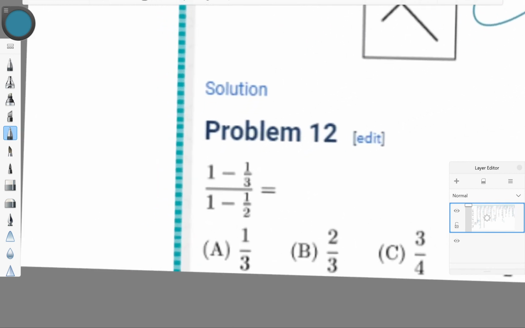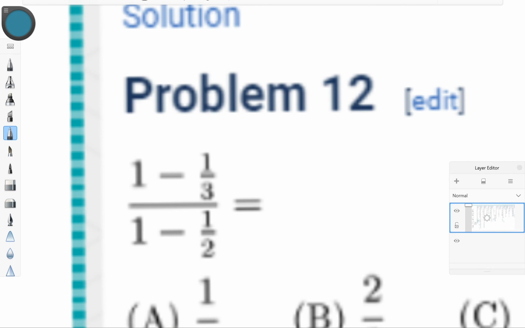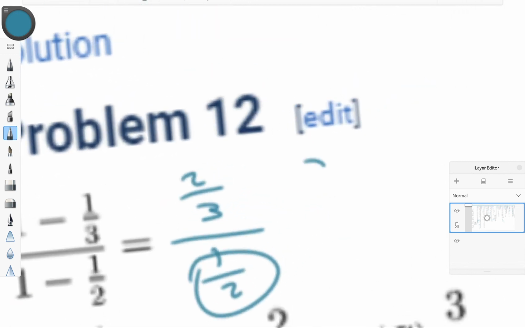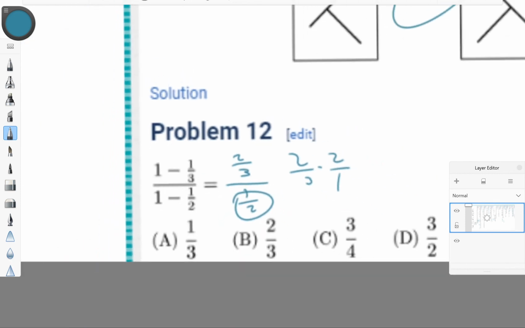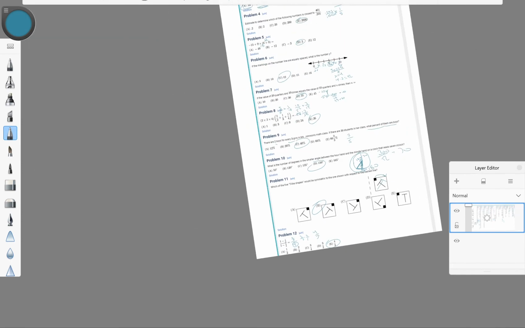1/2 minus 1/3 over 1 minus a half. Sorry, 1 minus a third over 1 minus half. 1 minus 1/3 is 2 over 3 divided by 1 over 2. Remember, dividing by a fraction is the same thing as multiplying by its reciprocal. So 2/3 times 2 over 1, 4/3, right? Yes, it is. Look at us.